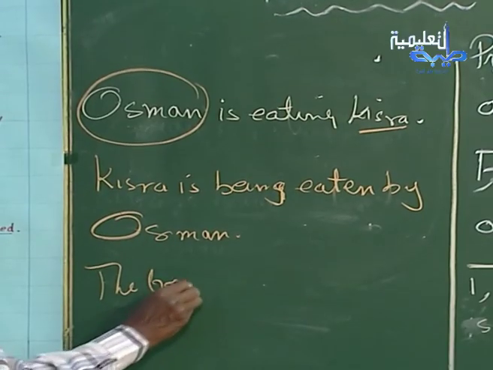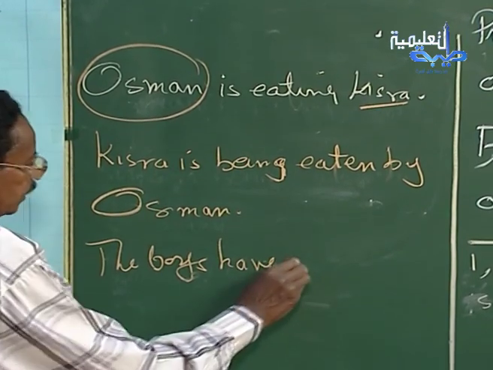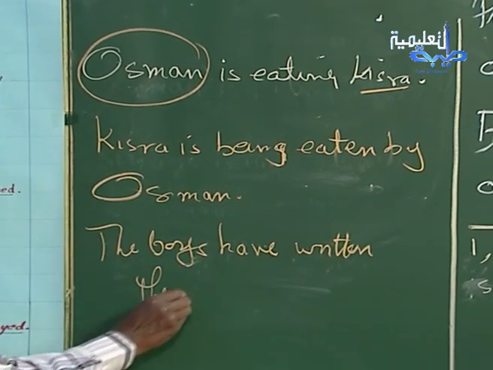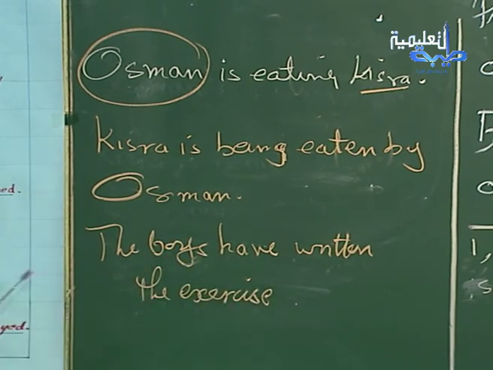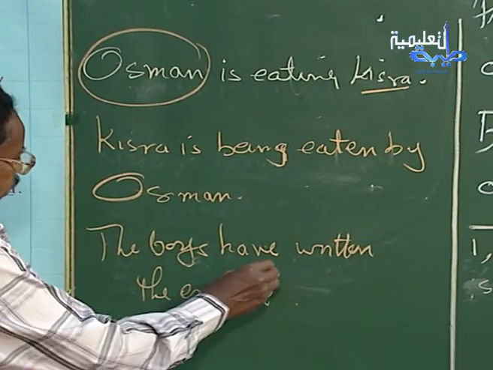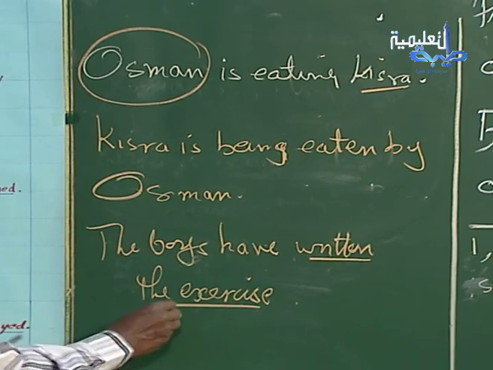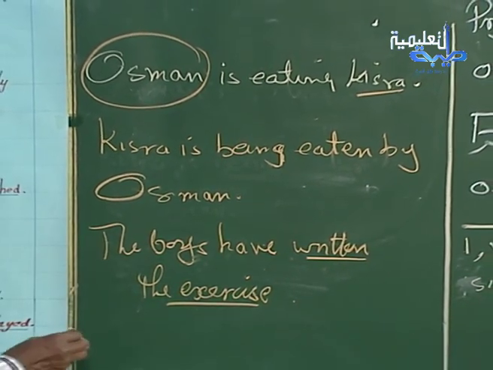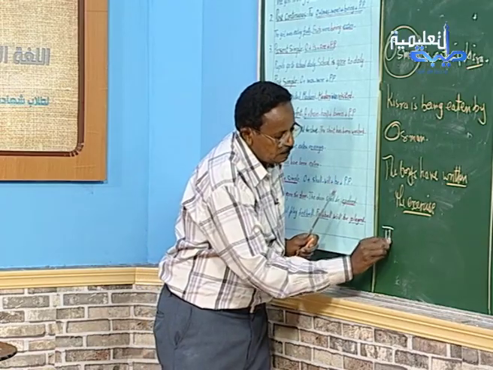the boys have written the exercise. The boys have written the exercise. You see, the exercise is the object. The boys is the subject. So I'm going to take off the subject. I say the exercise. I will start with the exercise.